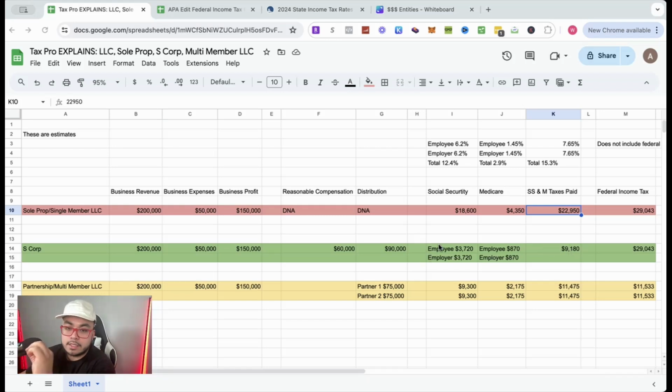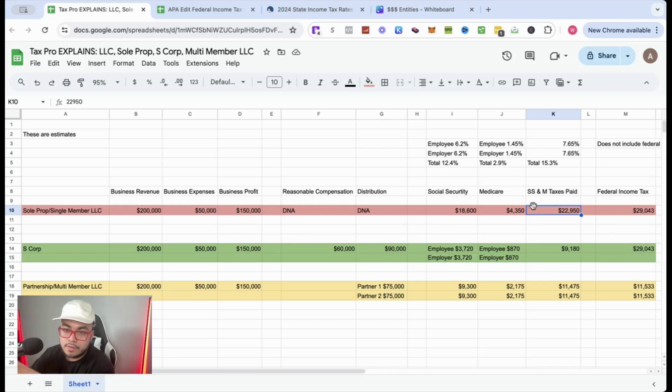But that is essentially the tax savings when you become an S corp. Rather than paying $22,000, I only have to pay $9,000. Off of these numbers alone, I'm getting more than $10,000 in tax savings from this strategy alone. That might make sense for you guys. And like I said, it's important that you talk to your tax professional when determining what type of entity structure is best for you. But this is just the rough numbers. And again, the numbers that stay the same are the business profit, and federally, you do have to pay that 29,000.